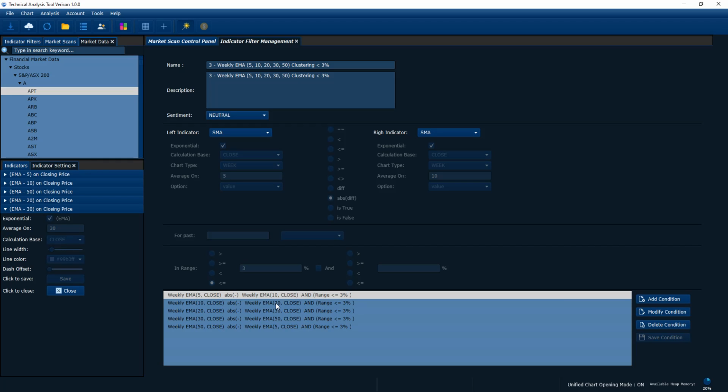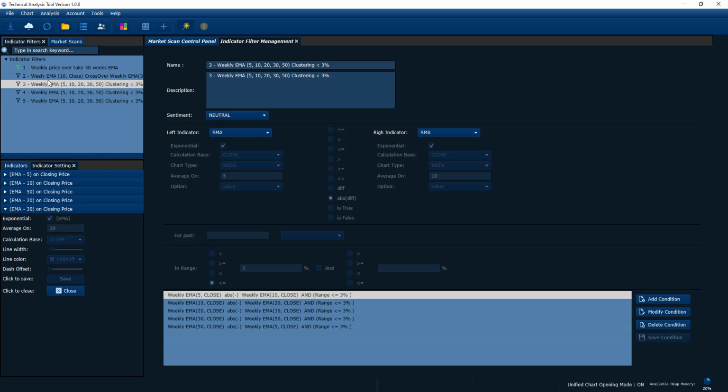So let's take a look at this one. First of all, how we set this up. We have 5 conditions. The first condition, we use the in value. First of all, we require the 5 weeks EMA value subtracted by the 10 weeks EMA value, right?